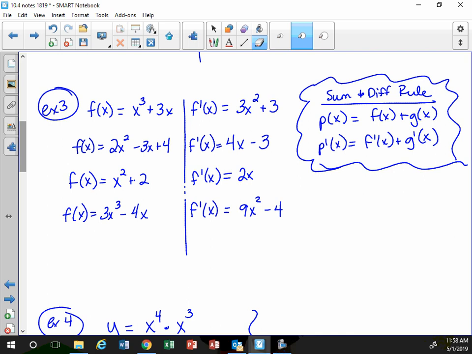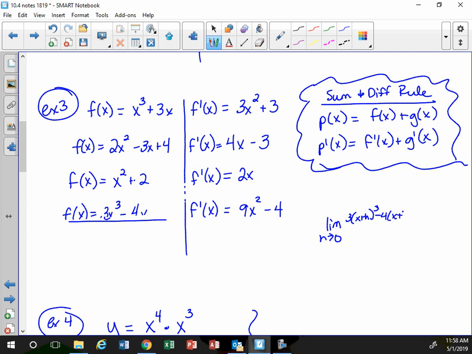Yeah, if we wanted to do it for this one, if I had done the limit as h approaches 0 of 3 times x plus h cubed minus 4 times x plus h minus 3x cubed minus 4x, all over h, that will simplify to 9x squared minus 4. Okay? It's a whole lot of work to get there, but that's what it is.